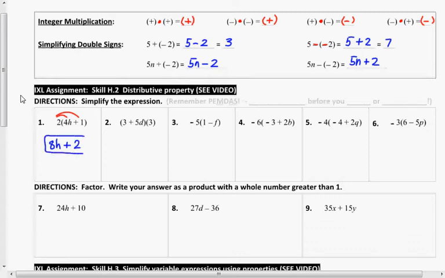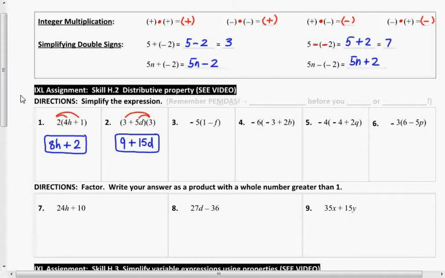Done. Distributive property still works backwards. We can multiply 3 times 3 and get 9. And then we can multiply 3 times a positive 5d, and that's going to be a positive or plus 15d. And you can leave it written this way, or make it 15d plus 9.